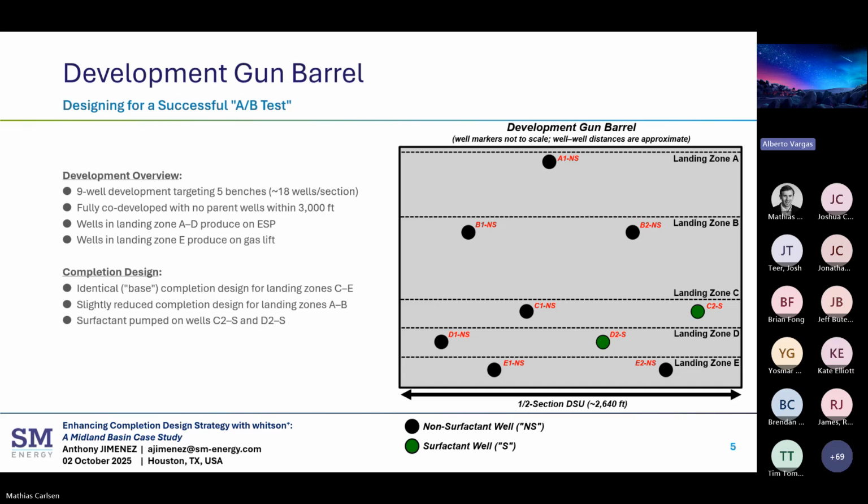But just starting at a high level, as you can see here in this 2640 half-section DSU, we did fully co-develop 9 wells targeting 5 different benches there. And what was nice about this is it was fully co-developed. We didn't have to come and infill offset depletion.